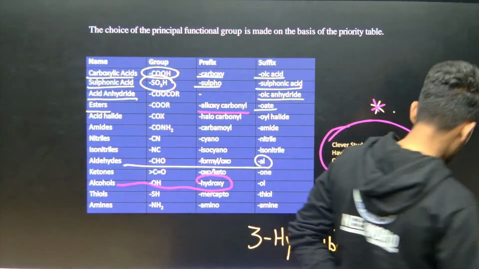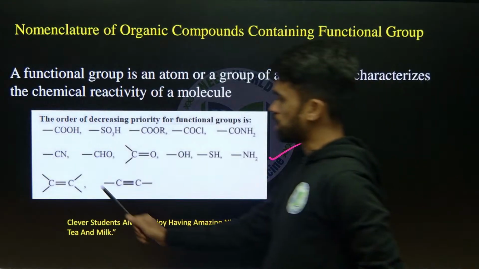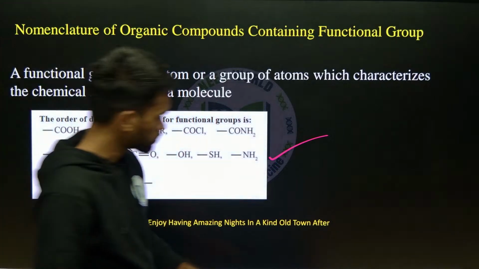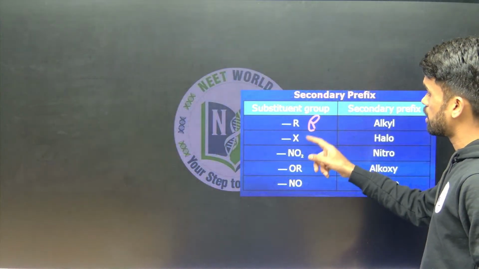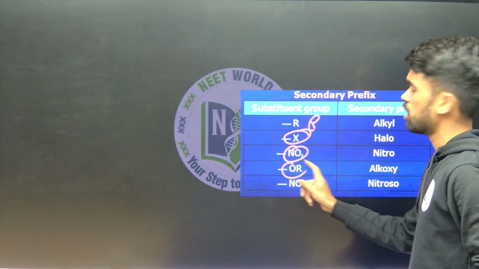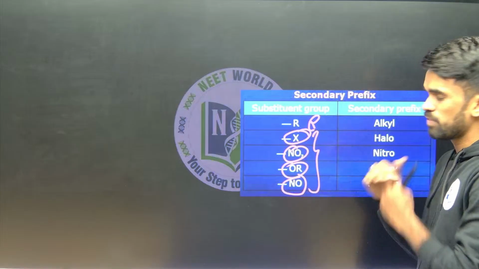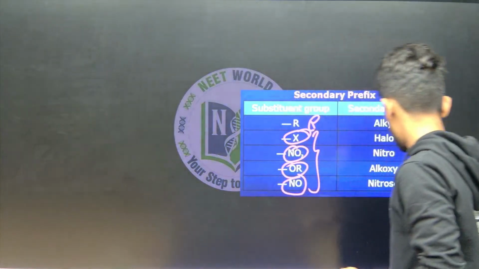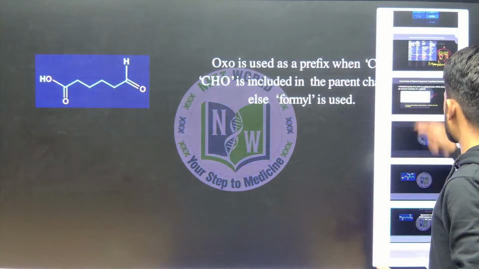Right. This is the final order you need to remember. Double bond, triple bond. Double bond is more prioritized than triple bond. Remember it again. And next, these functional groups are there, like halides, nitro groups, alkoxy groups, nitroso groups. All these are considered as prefixes only. Whenever they are present, just consider them as prefixes. Let me show you basic questions first.